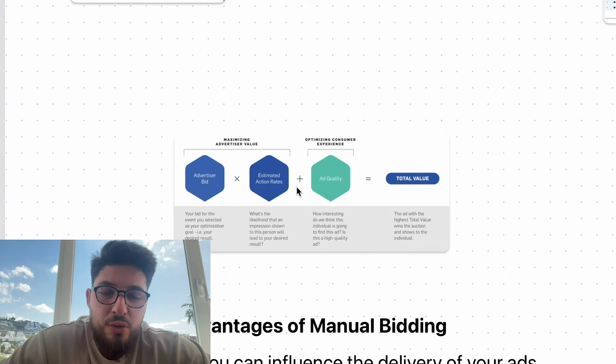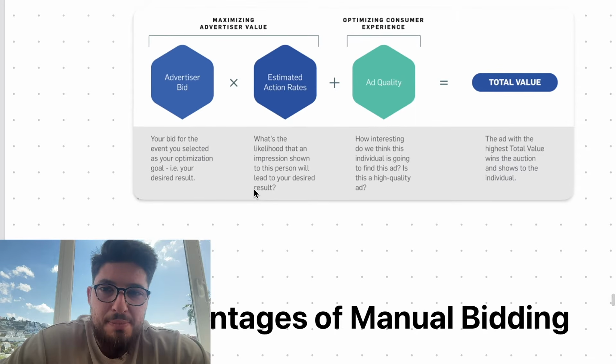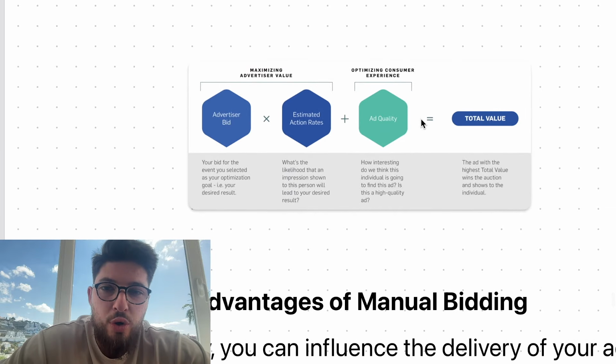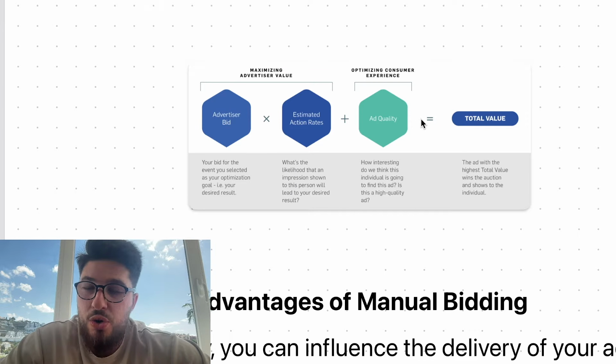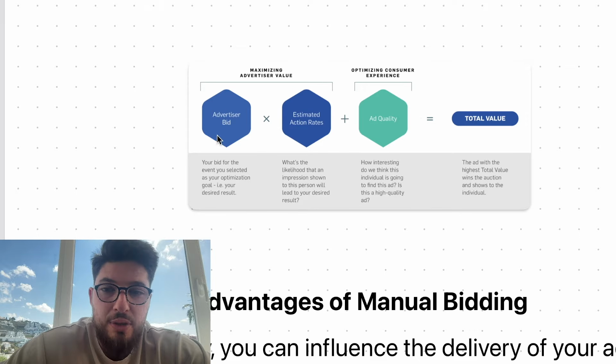At the end of the day, you have to understand the Facebook ad auction. The Facebook ad auction is basically the formula that the algorithm follows before deciding if they're going to show your ad or the competitor's ad. So the first point here is advertiser bid.